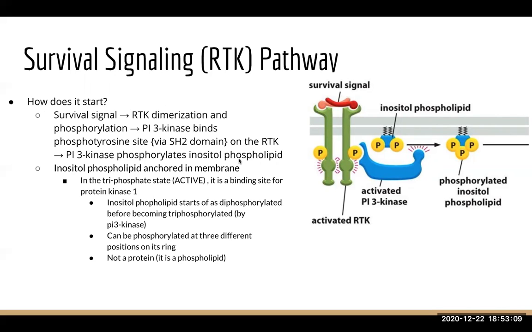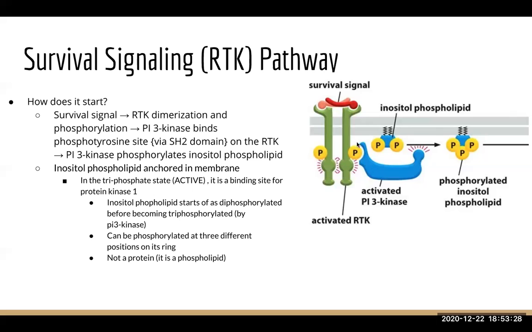Okay, so survival signaling. This is an example of another RTK dimerization receptor. So again, the signal comes in. The signal finds these RTKs. They dimerize, autophosphorylate each other. And now because they have a phosphate group, they're now susceptible to having other proteins come to them.